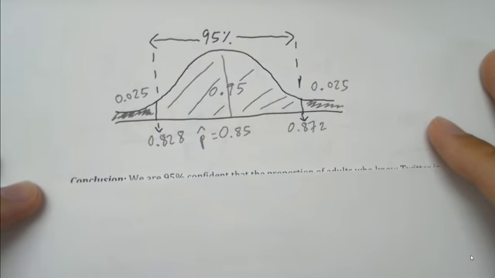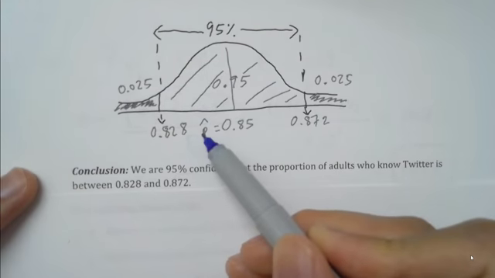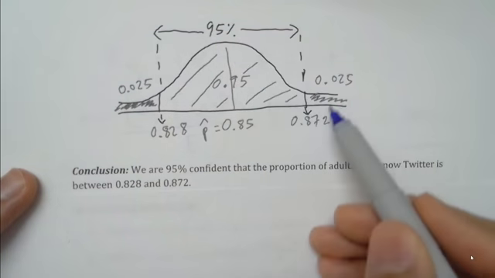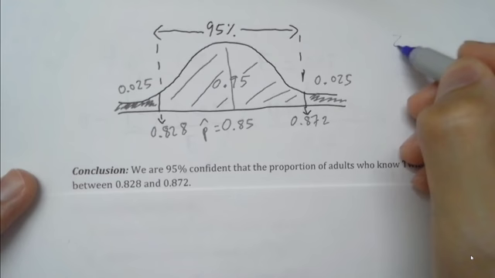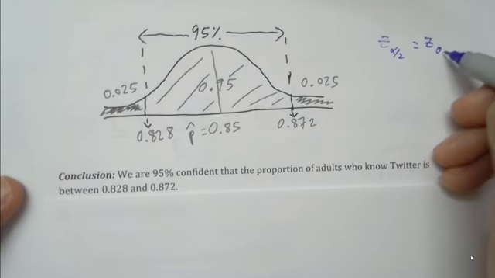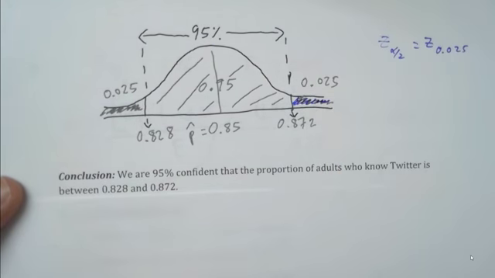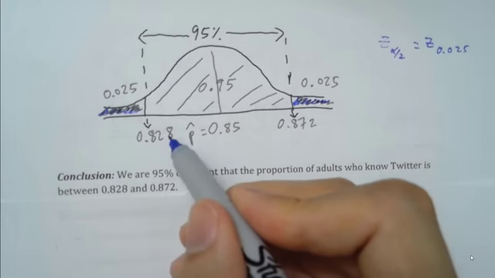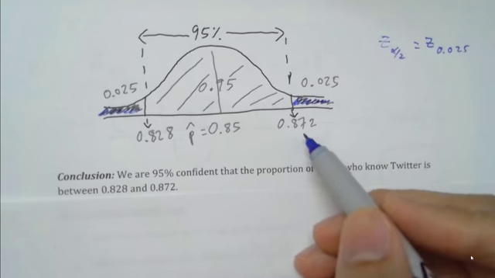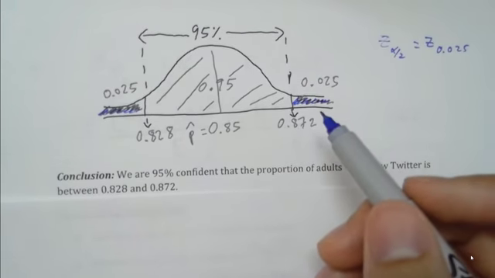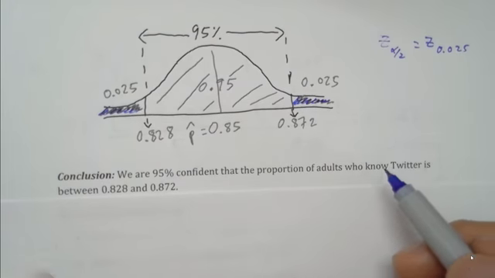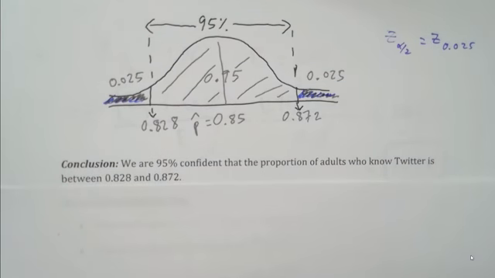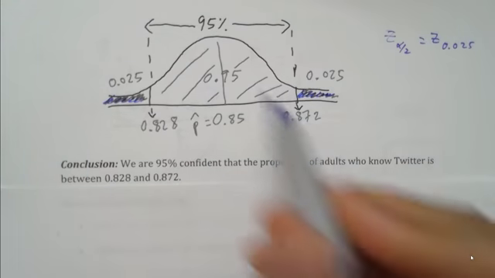And then you can take a look at this picture. We know that the sample proportion is at the center, 0.85, and remember z alpha over 2 equals z of 0.025. So that is the 0.025 area to the right, and also the area to the left. The middle region is 95% for the confidence level, and the lower bound is 0.828 and the upper bound is 0.872. So the conclusion is we are 95% confident that the proportion of adults who know Twitter is between 0.828 and 0.872, inside the 95% confidence level.